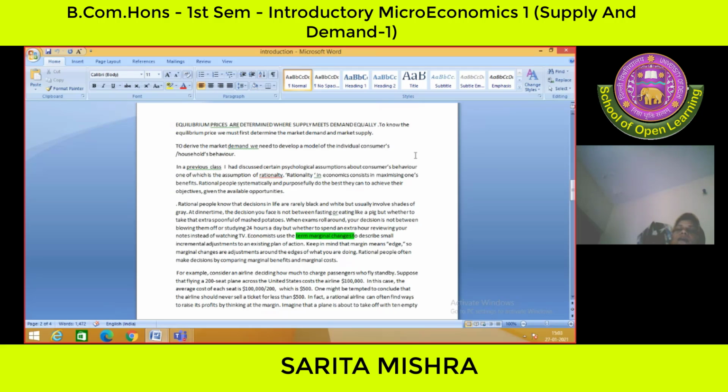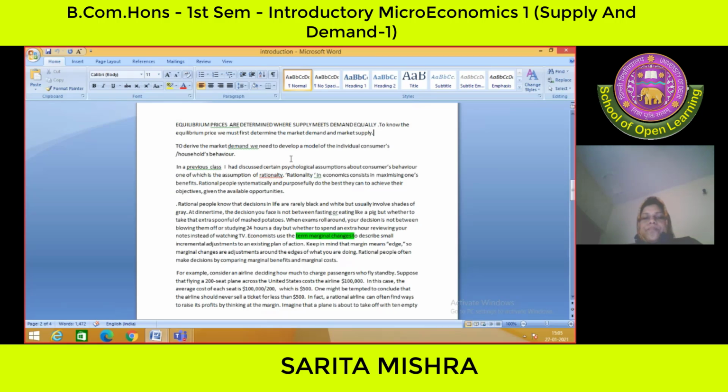So to determine the demand behavior of the individual consumers or households, we need to develop a theoretical model which is based on many psychological assumptions about the consumer's behavior. And among these psychological assumptions, to which I had introduced you in the very first class, is the assumption of rationality. Now, what rationality in economics means is that the rational economic agent always tries to maximize his or her benefits. Rational people systematically and purposefully do the best they can to achieve their objectives given the available opportunity. This is your textbook definition.